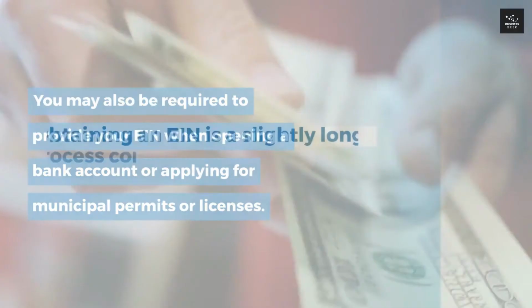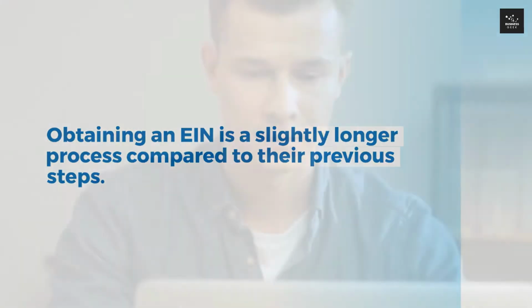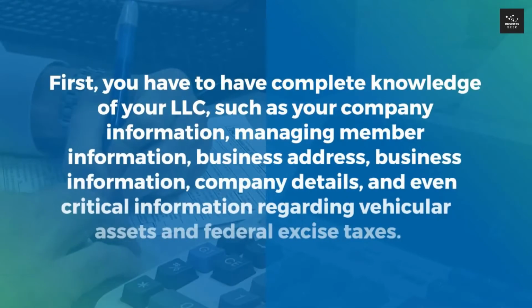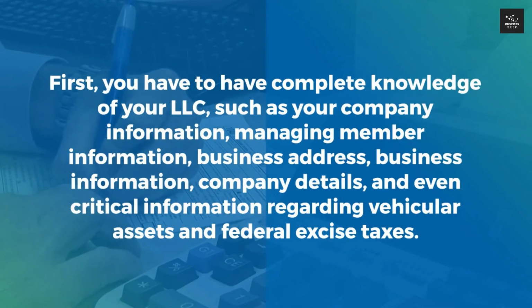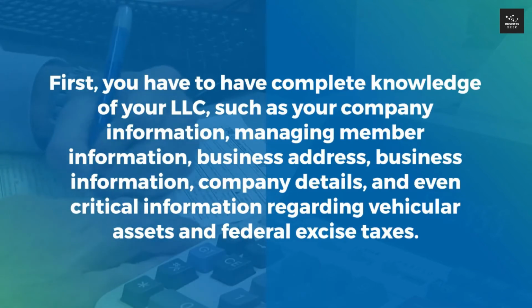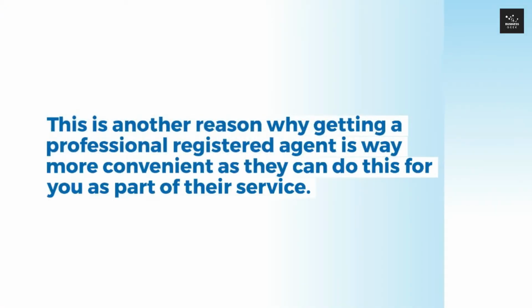Obtaining an EIN is a slightly longer process compared to the previous steps. I'm sure you know anything to do with the IRS is confusing. First, you have to have complete knowledge of your LLC, such as your company information, managing member information, business address, business information, company details, and even critical information regarding vehicular assets and federal excise taxes. This is another reason why getting a professional registered agent is way more convenient, as they can do this for you as part of their service.